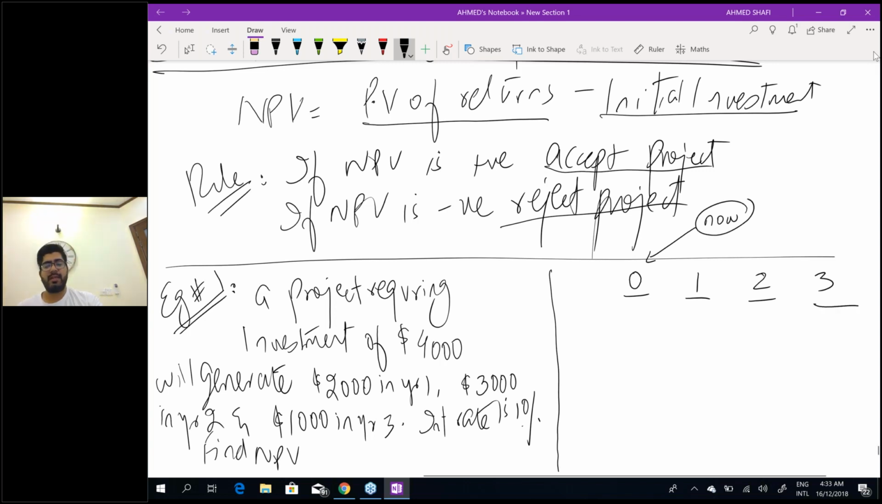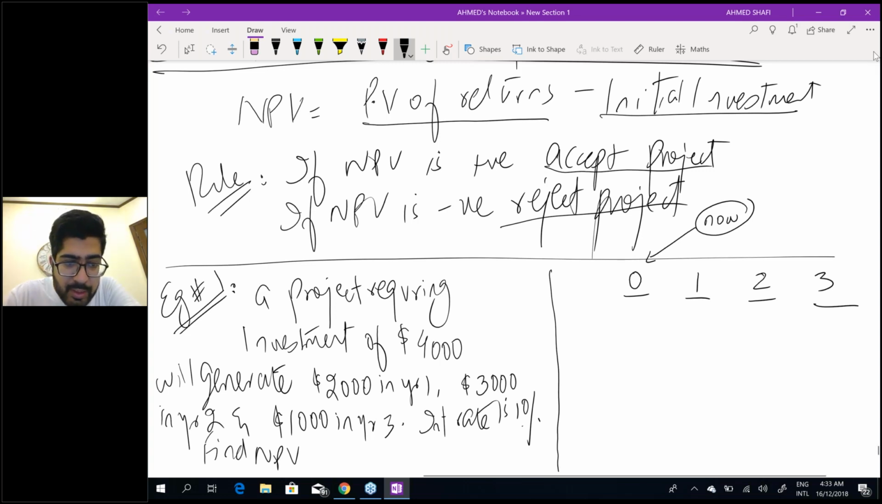So whatever is the life, make one extra column. For example, life is 4 years, make 5 columns: 0, 1, 2, 3, 4. If the life is 6 years, make 7 columns: 0, 1, 2, 3, 4, 5, 6. Here the life is 3 years, make 4 columns: 0, 1, 2, 3. Once you make the columns, record all inflows and outflows in rows.